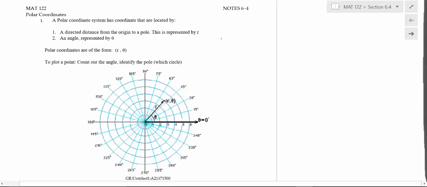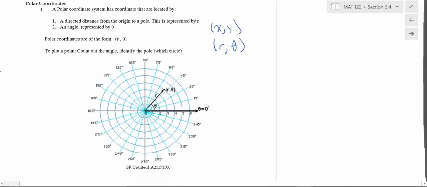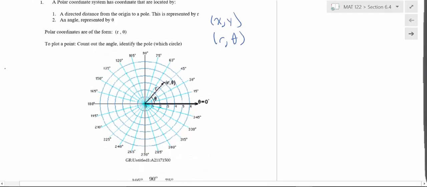So a polar coordinate, you're used to having x, y. Now we move to r, theta in that order. So we're going to have an angle and a radius like that. Okay, so I'm going to go down, and just before we go to the next page, I'm going to give you an idea of how we plot a few of these points then.